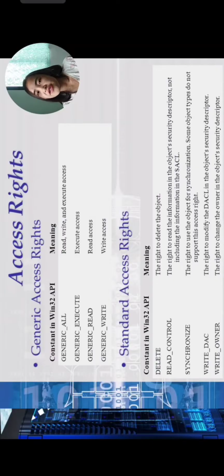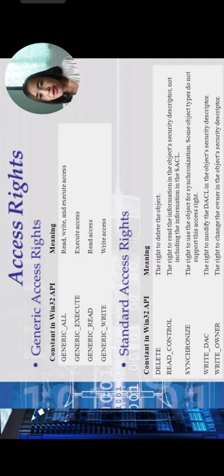Next, we have the generic access rights. First is generic all, which means that you can read, write, and execute the file. If the file is in a setting where it is generic all, you can make any changes to the file depending on what you want. And then the second one is generic execute.